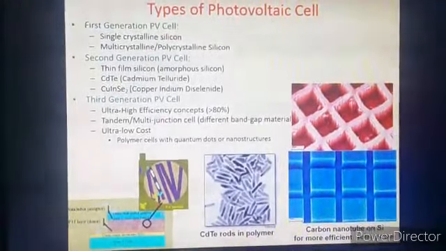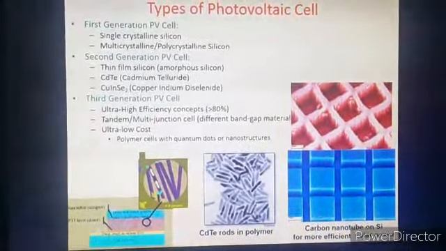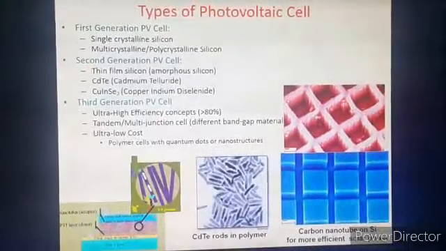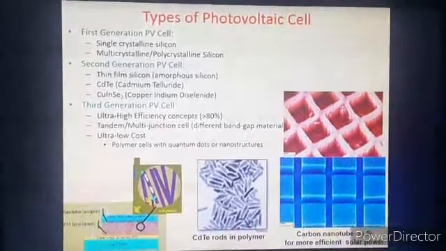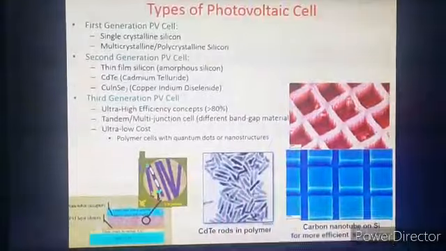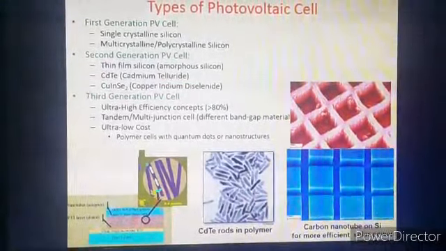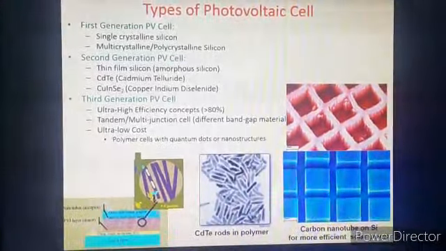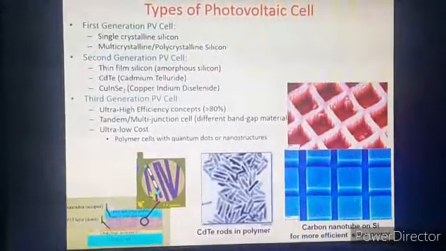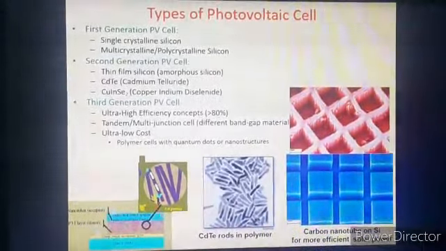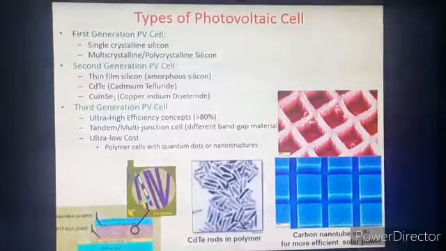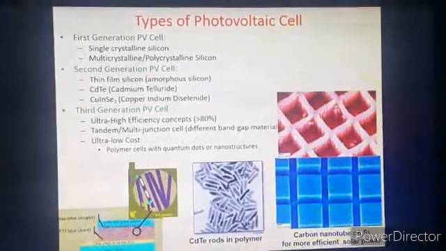In the first generation photovoltaic cells, the single crystalline silicon solar cell and multi-crystalline silicon solar cell came into existence. Then the second generation photovoltaic cells came into existence. Basically, these are thin film solar cells. Then the third generation photovoltaic cells have come into existence these days, and they consist of tandem or multi-junction solar cells, and their efficiency is very high, maybe greater than 80%.